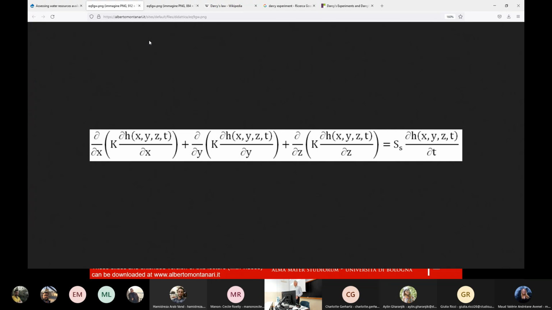Other questions? Because basically we have finished this. This is what you see on the screen. It's the groundwater flow equation. And this is the equation that we have to integrate if we want to model the groundwater flow. Do you have any other question on that?